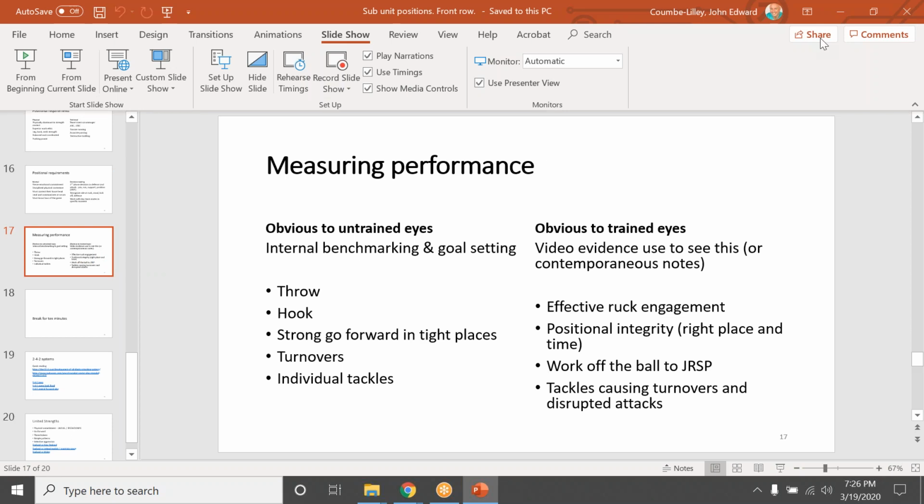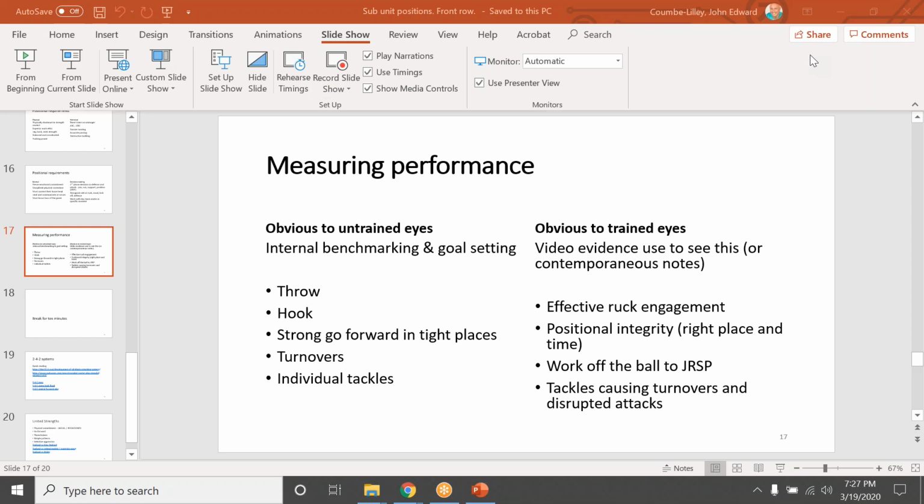I'm going to keep it in this for a second. All right, so I talked earlier about obvious to trained eyes, obvious to untrained eyes. Okay, so here's what's obvious to untrained eyes. And frankly, these aren't people I listen to very much, because basically anybody who is watching a game can point this out. So uninformed critics aren't important to me.